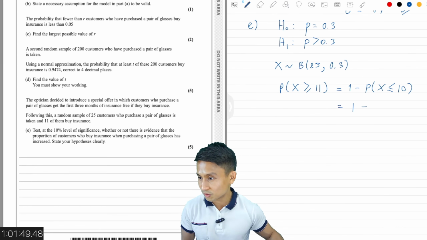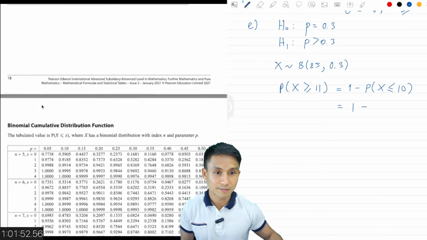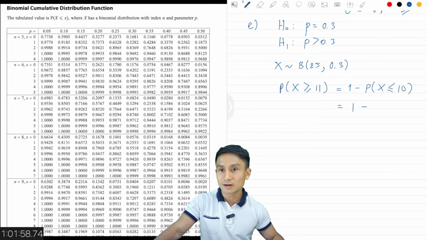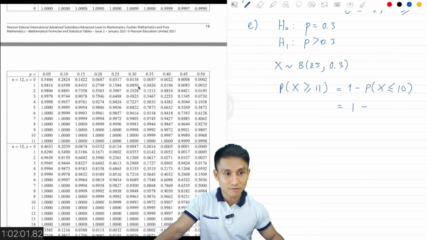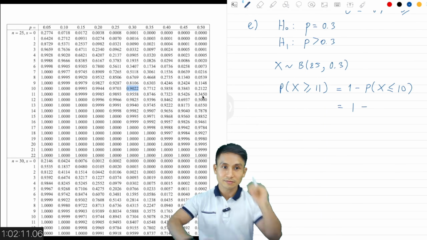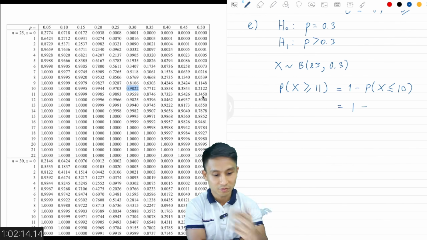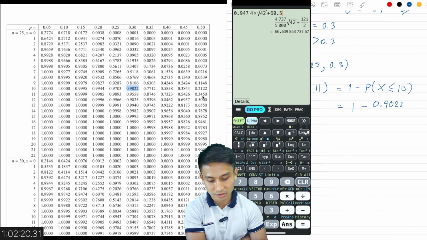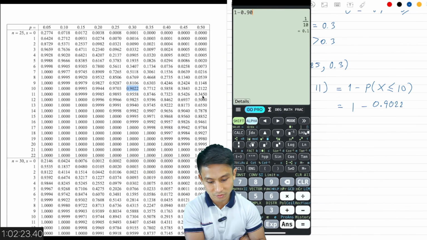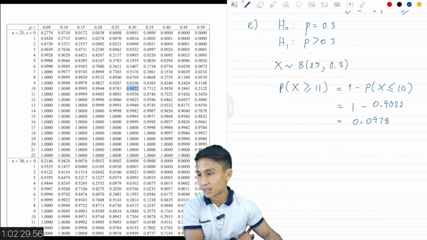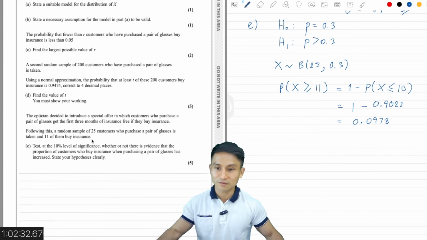So let's look at the table of a binomial. At n equals 25, I hope we have that, and p of 30%. So 25 and 30%, there you go. It's this column here. So we want x equals 10, so that's just this guy here. I'm just going to plug in 0.9022. And then we just calculate 1 minus 0.9022. So that is just 0.0978. And then that will wrap up, because then we compare to the level of significance, which is 10%.